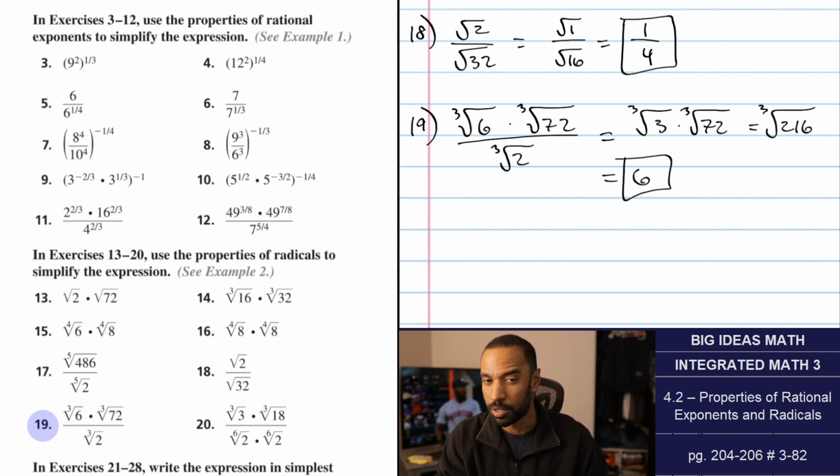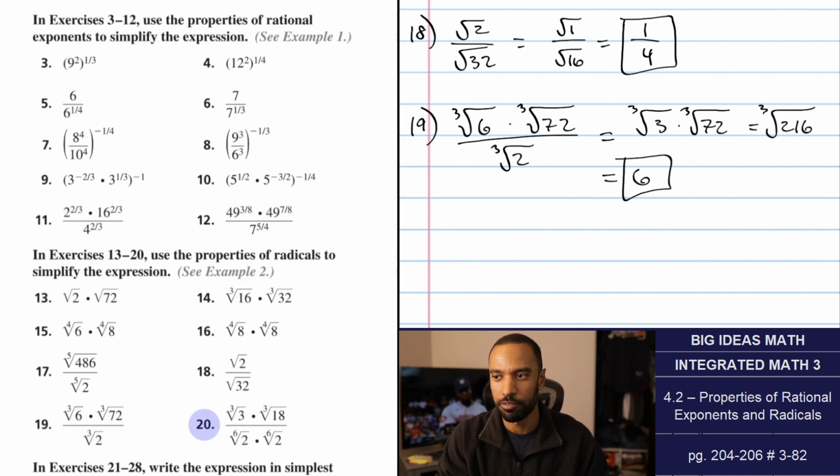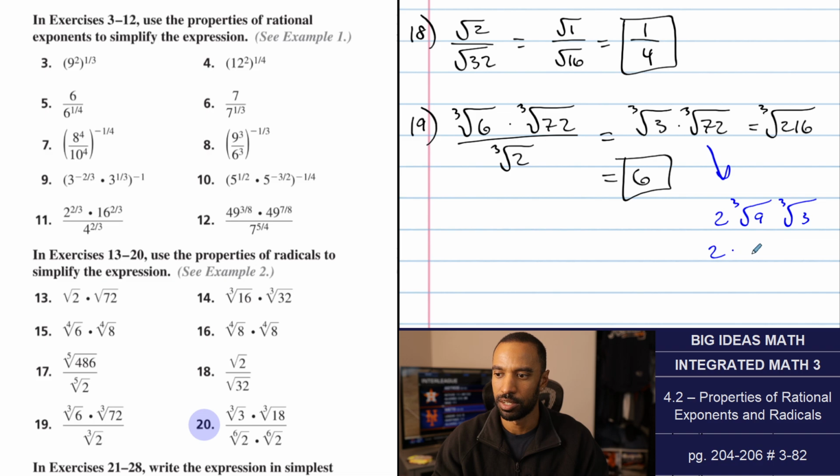But it did become bigger. I'm relying on it being a perfect cube. If it wasn't a perfect cube, let's go the other way. Cube root of 72 is cube root 8 times cube root 9, or 2 times cube root 9. And cube root 9 times cube root 3 is cube root 27. Cube root of 27 is 3, and 2 times 3 is 6.